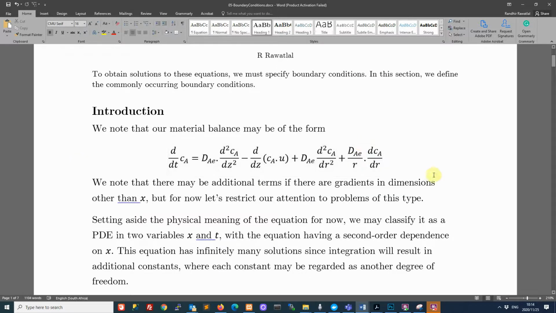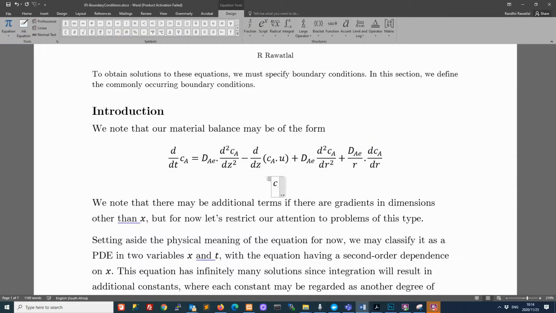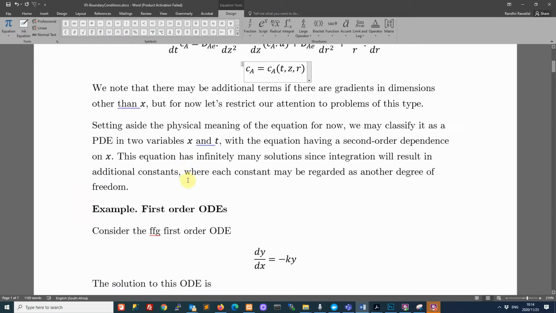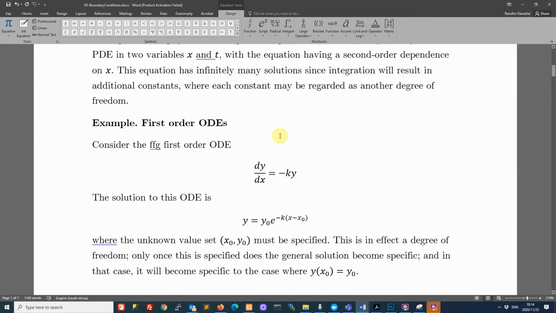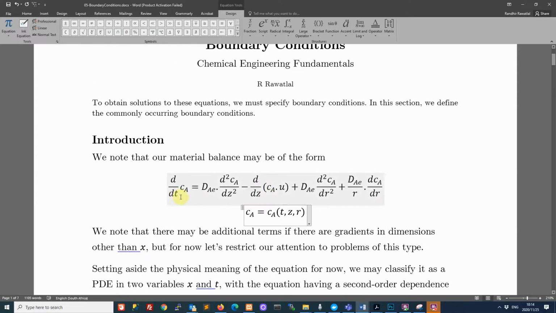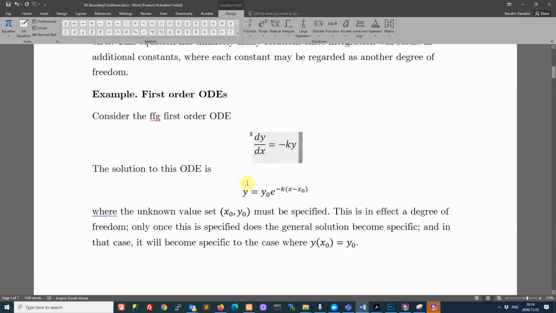And we acknowledge here that our concentration varies as much as this, right? Our concentration is a function of t, z, and r. So we need to solve for a profile like this. The only way we can do that is with boundary conditions. So let's review now some of the main boundary conditions that occur. Just before we get into them, we'll be looking at the time one first.